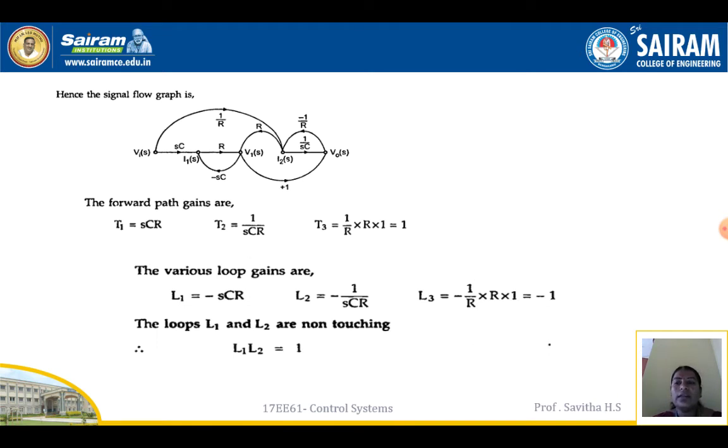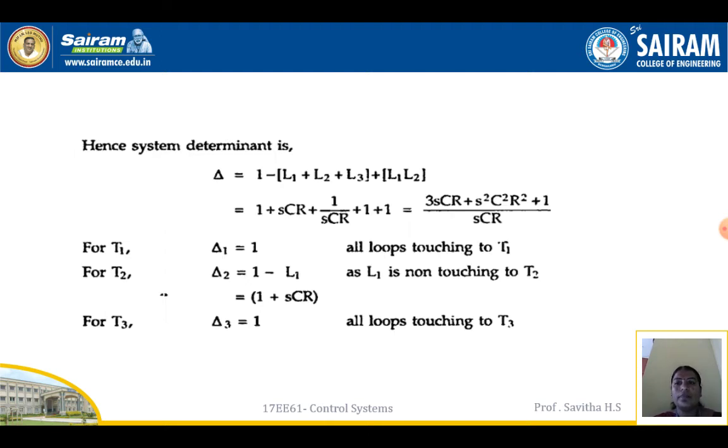The forward path gains are T1 is equal to SCR, and T2 is equal to 1 by SCR, and T3 is equal to 1 by R into R, which equals 1. The various loop gains are L1 is equal to minus SCR, L2 is equal to minus 1 by SCR, L3 is equal to minus 1. L1 and L2 are non-touching, therefore L1 L2 is equal to 1. And the system determinant delta is equal to 1 minus (L1 plus L2 plus L3) plus L1 L2. Therefore the delta value is (3SCR plus S square C square R square plus 1) divided by SCR.